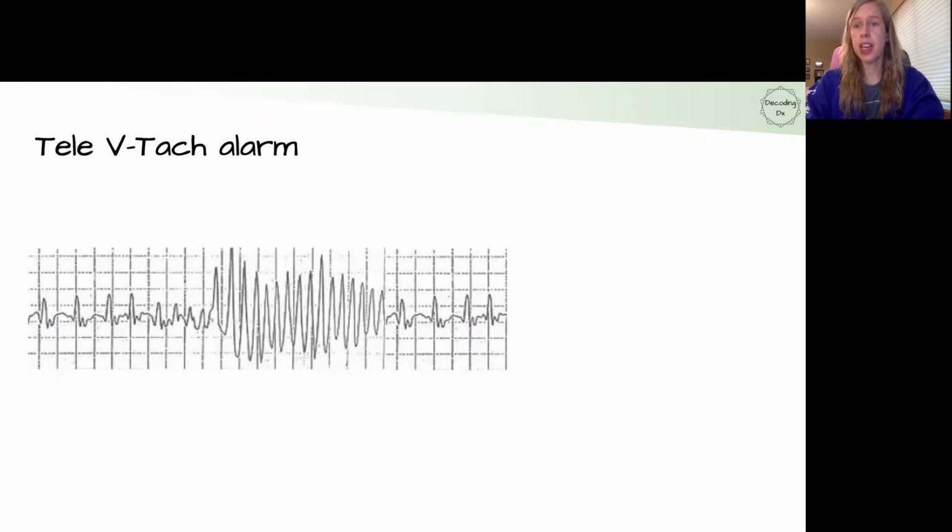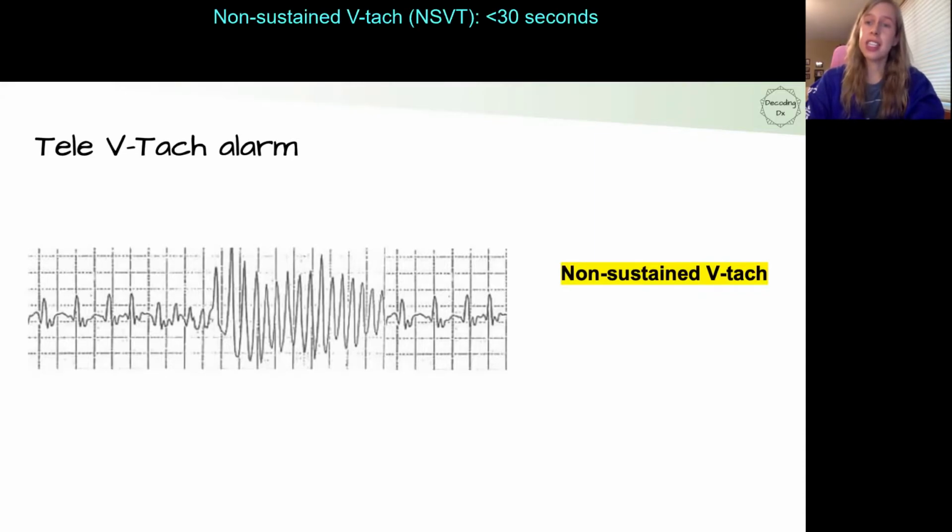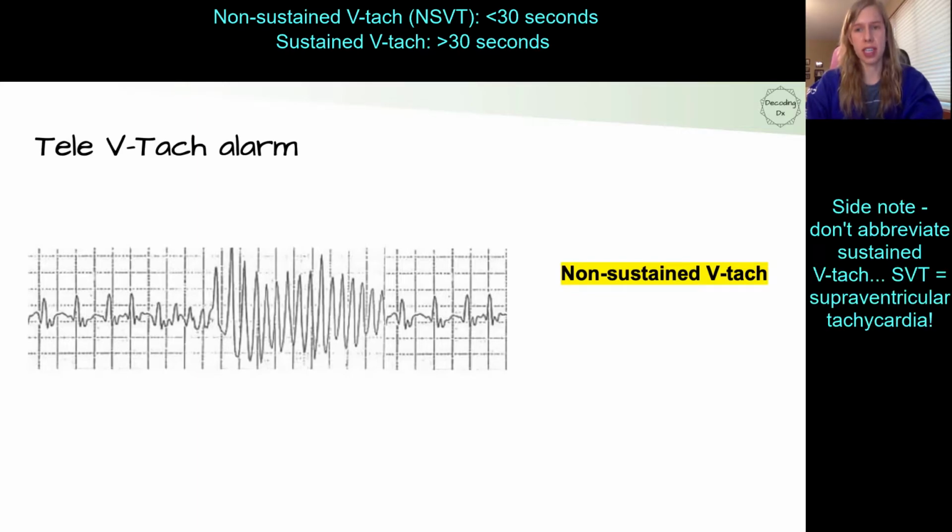Let's say you go to the unit and this is what you see on the monitor this time. This is non-sustained V-tach. The difference between sustained and non-sustained is 30 seconds. So non-sustained V-tach lasts less than 30 seconds, whereas sustained V-tach lasts for more than 30 seconds.